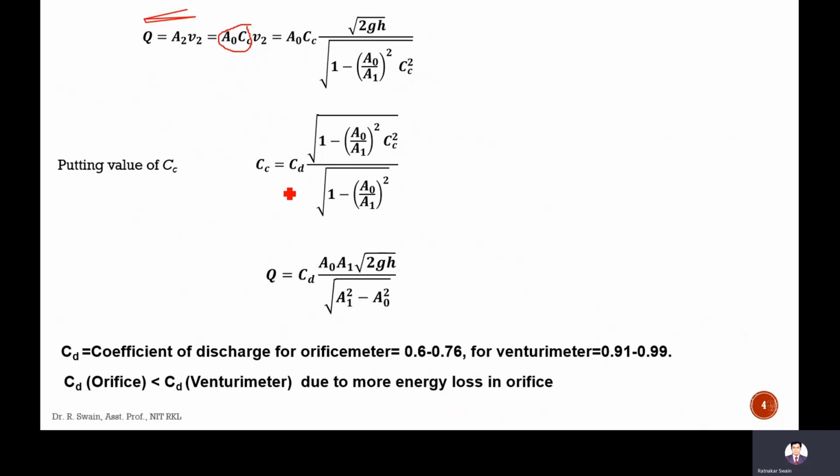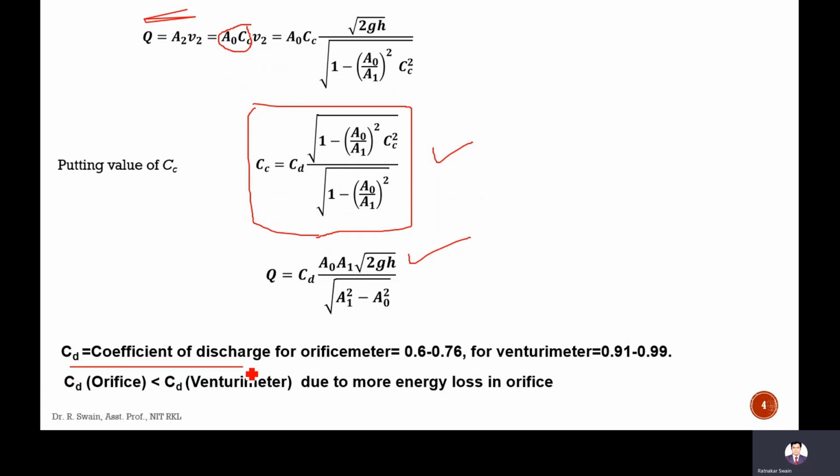This is the relationship between CC and CD, that is, the coefficient of contraction and the coefficient of discharge. This relationship is CC is equal to CD into square root of 1 minus (A naught by A1) whole square into CC square divided by square root of 1 minus (A naught by A1) whole square. So the discharge will be, if we put here the value of CC, CD into A naught A1 square root of 2gh divided by square root of A1 square minus A naught square.